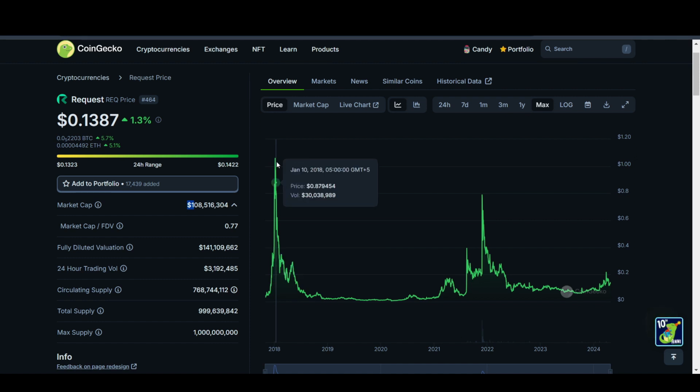But if it does get a lot of adoption and demand, which seems not possible as of now because it has been in consolidation for a while, I think what we need is an increase in demand. But as of now, from looking at their stats, it's not that much. But I think it can actually go up.